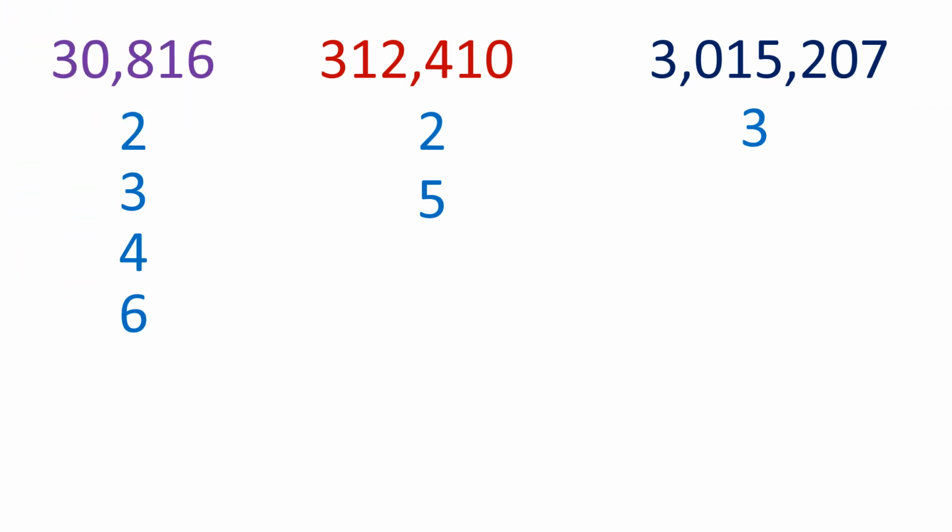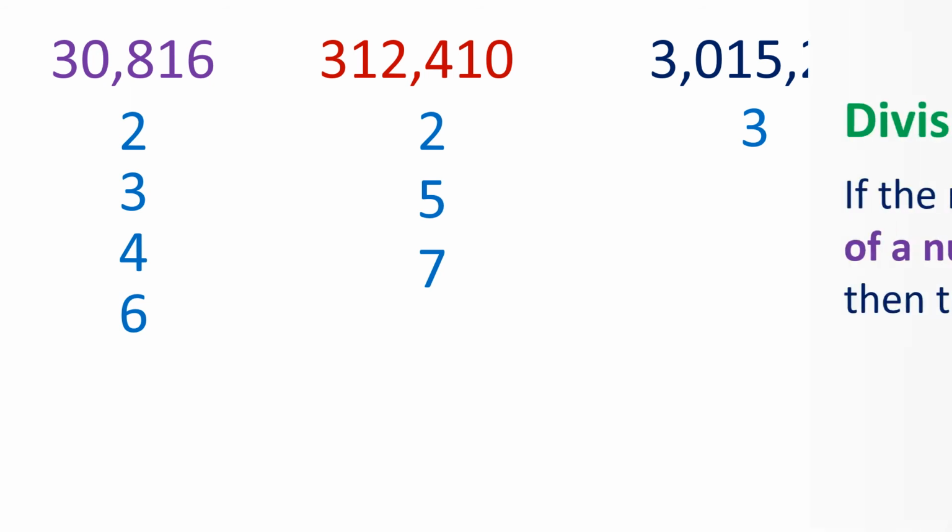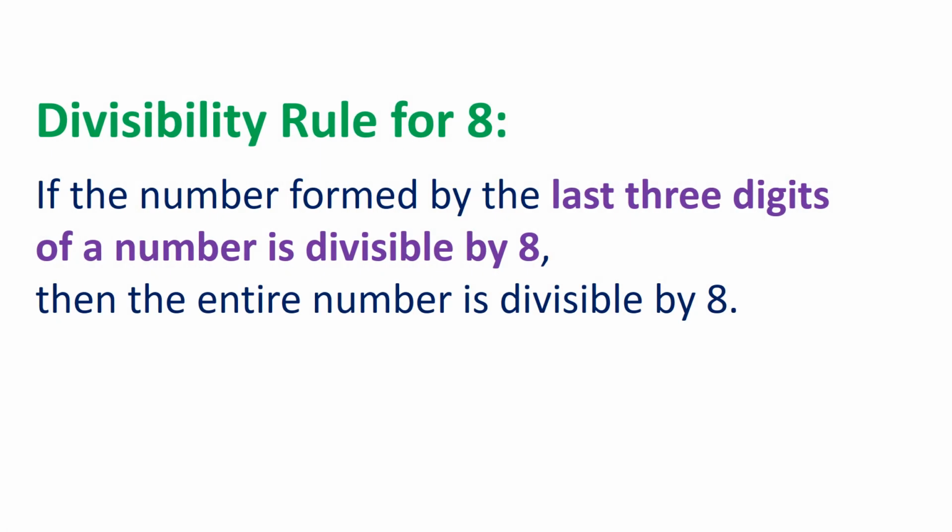And so we are back to our numbers, and let us put 7 to our second number since it is divisible by 7. Next, we want to know if those numbers are divisible by 8. The divisibility rule for 8 is if the number formed by the last 3 digits of a number is divisible by 8, then the entire number is divisible by 8.